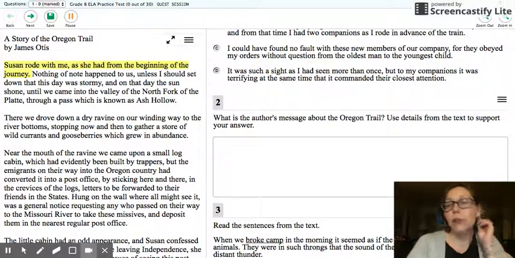Okay, let's talk about question 2. This is a tricky one. What is the author's message about the Oregon Trail? Okay, that's a pretty straightforward question.